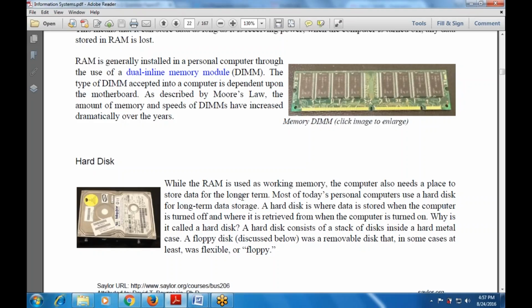The hard disk is where the data is stored when the computer is turned off and where it is retrieved when the computer is turned on. Why is it known as a hard disk? Because it contains a disk that consists of tracks and sectors.